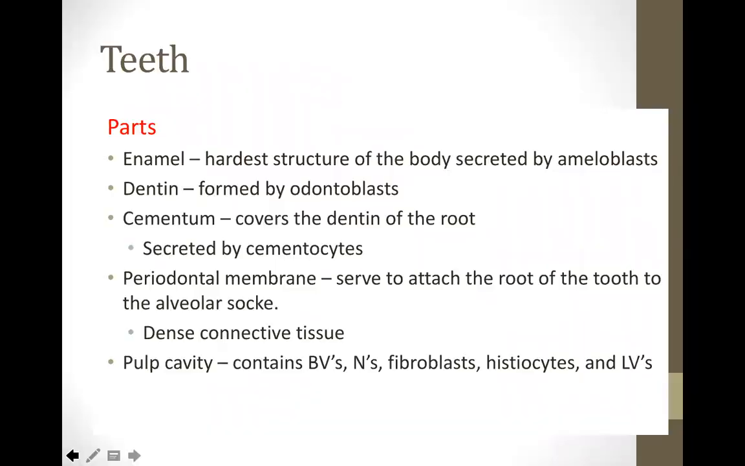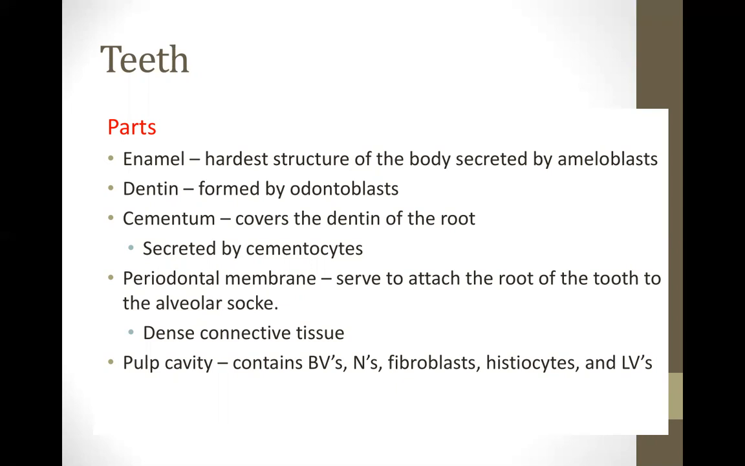So cementum covers the dentine of the root. They are secreted by cementocytes. And the periodontal membrane serves as the attachment of the root of the tooth to the alveolar socket. Now, the pulp cavity contains blood vessels and nerves. That is why when we have a tooth extraction or prophylaxis, it is very sensitive, especially with oral prophylaxis.